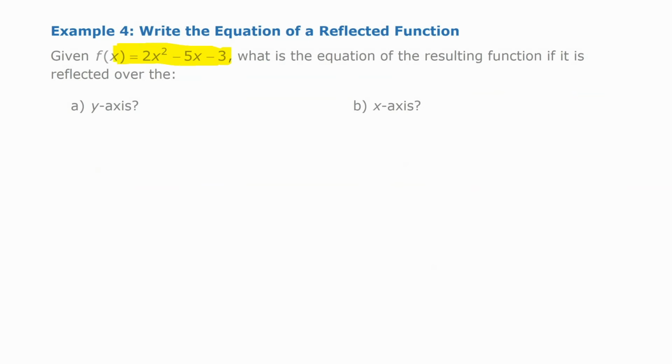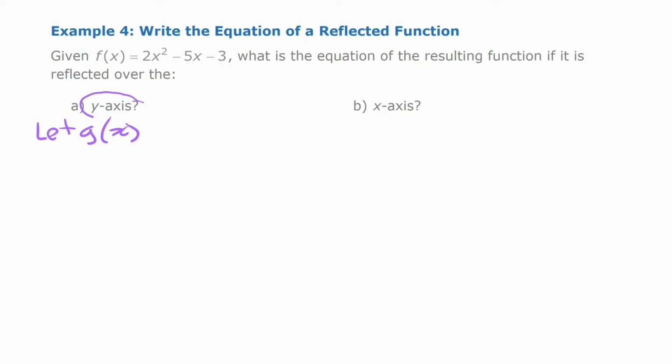Next, we have a little bit more complicated function here that we're given as an equation, and we are going to write an equation for a reflected function, both in the y-axis and in the x-axis, and simplify it. So, starting with this one here, that's our function we're working with, I am going to use g of x to represent my transformed function.